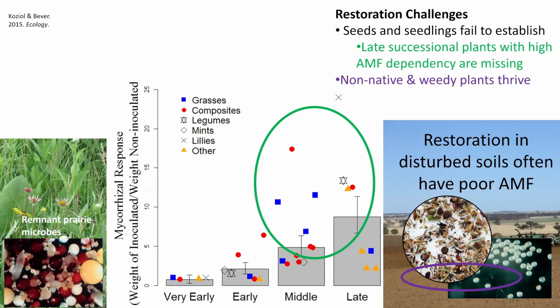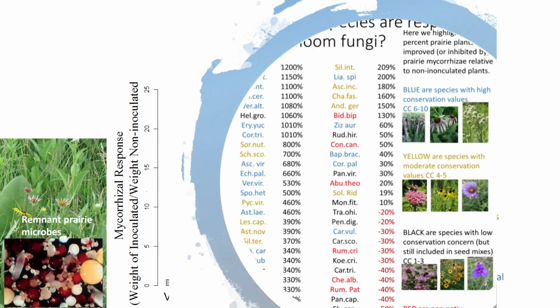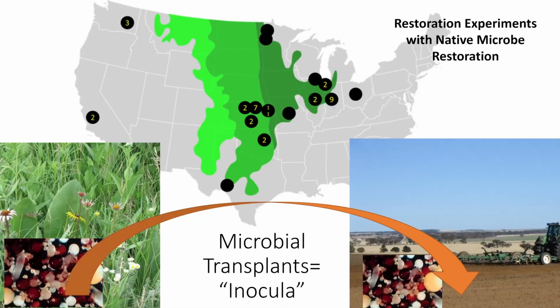This mycorrhizal response is something we work out a lot in the lab and at the Kansas Biological Survey. We have a database of about 200 different plant species and their response to their prairie fungi. It's back at the microbloom table over there, and you can take some pictures of it if that interests you later. We began to take these ideas about plants being really dependent on their native AMF and implement them in restorations. What we do is something called a microbial transplant. We take microbes from an old, undisturbed prairie and put them into a restoration.